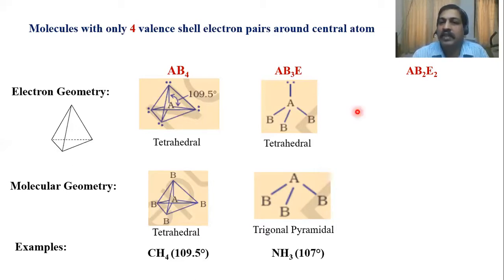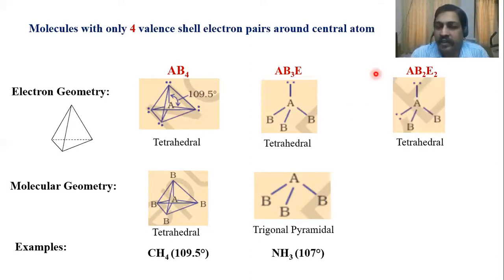Now let us look at AB2E2 type of molecule. The electron geometry is again tetrahedral. So in AB2E2 type, there are 2 lone electron pairs and 2 bond electron pairs. So 2 positions are occupied by lone electron pairs and the other 2 positions are occupied by bond electron pairs. So this is the electron geometry for AB2E2 type molecule. If we consider only the arrangement of atoms in the molecule, we will arrive at the molecular geometry.